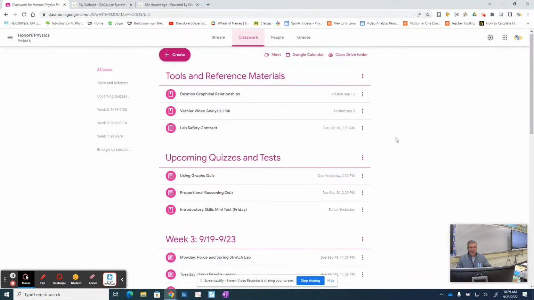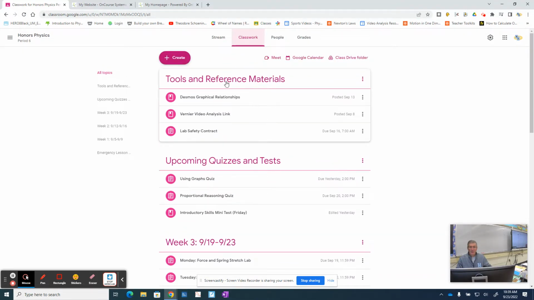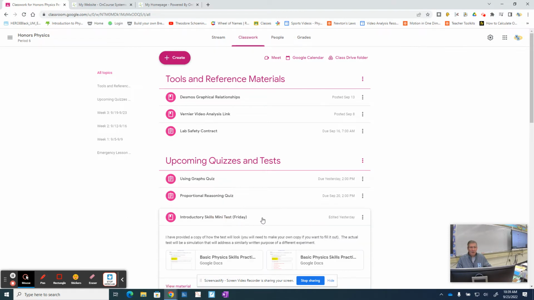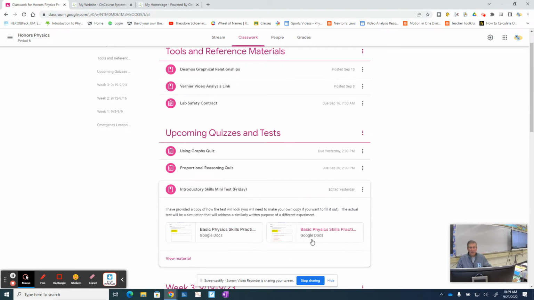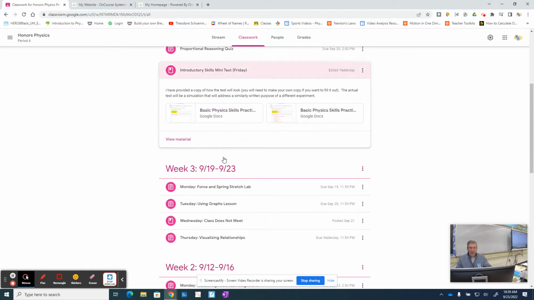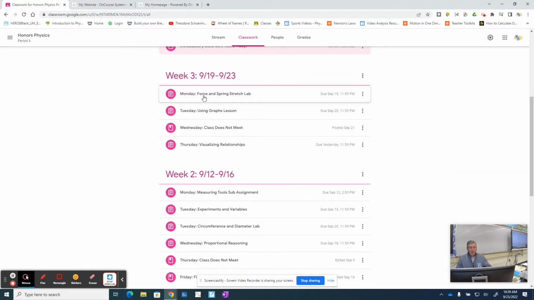For example, if they were to scroll down, they can see the reference materials of the course, the upcoming quizzes and tests that they will be doing. For example, we can see here that there is a test coming up in this particular class. If the students click on it, they can see different attachments and the files that might go with this. And on a day-to-day basis, the students can actually see what is going on each individual day.